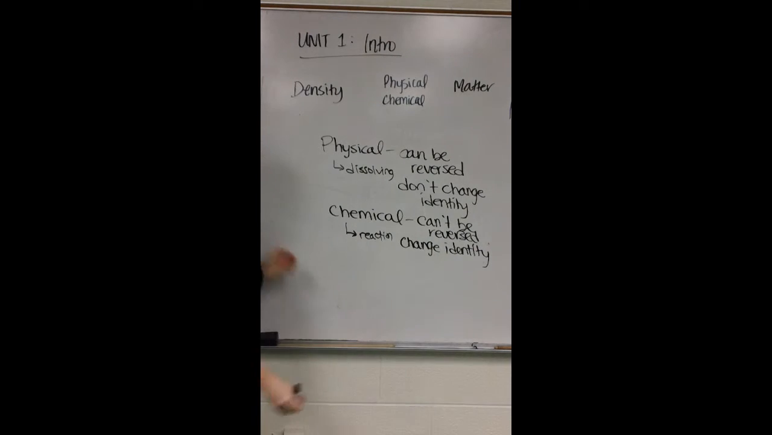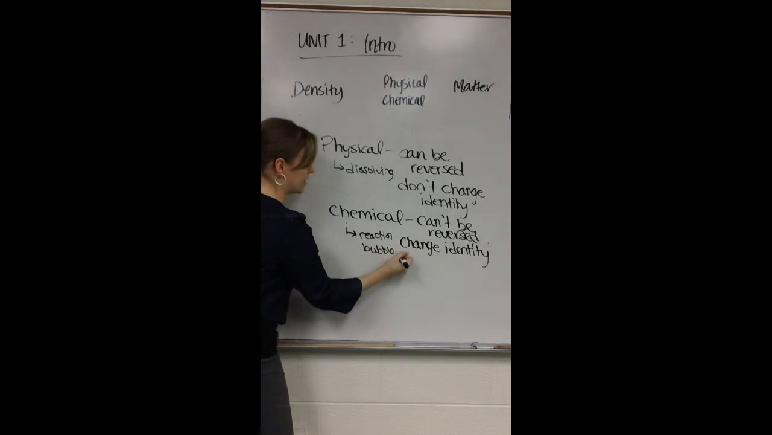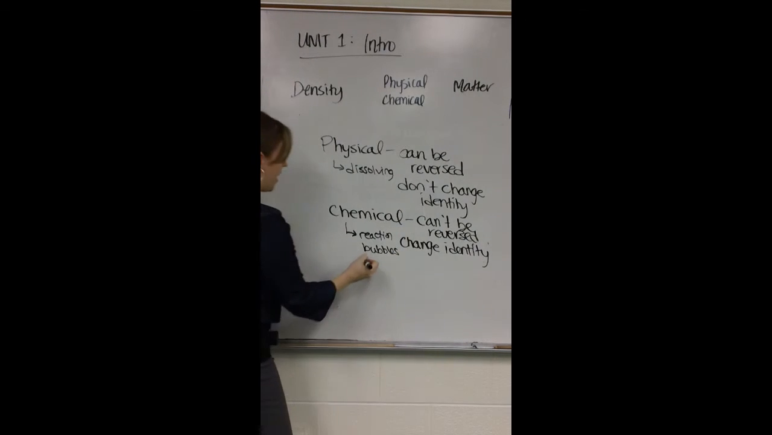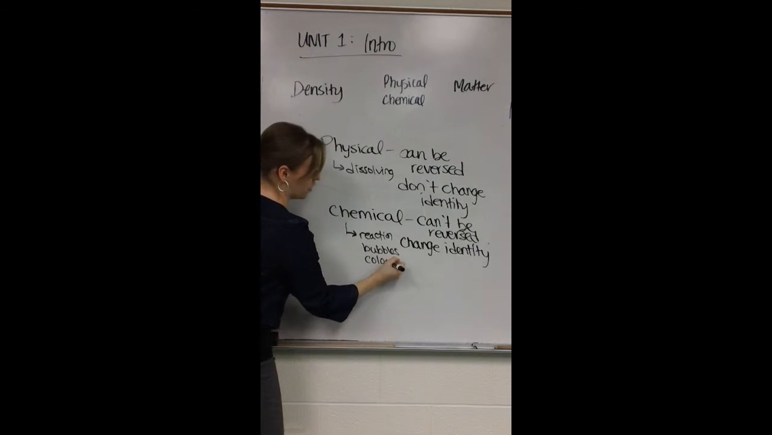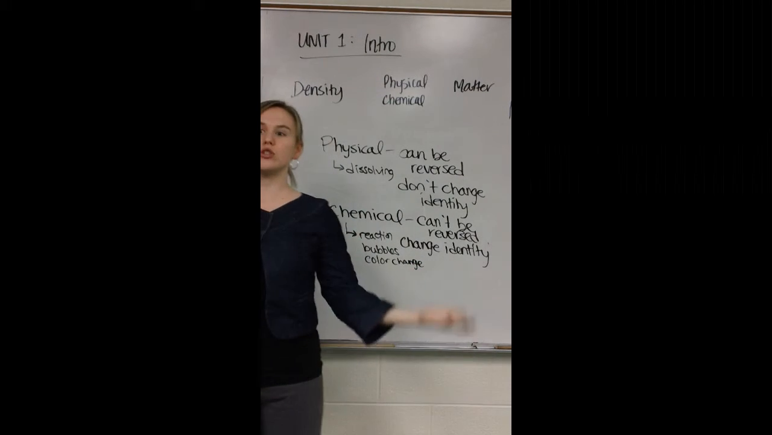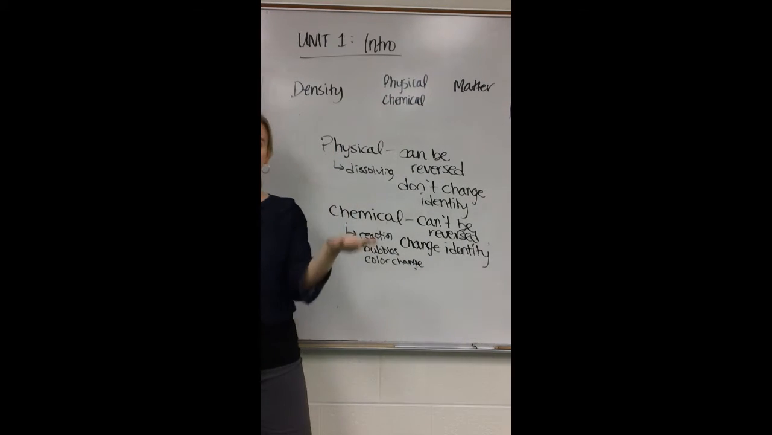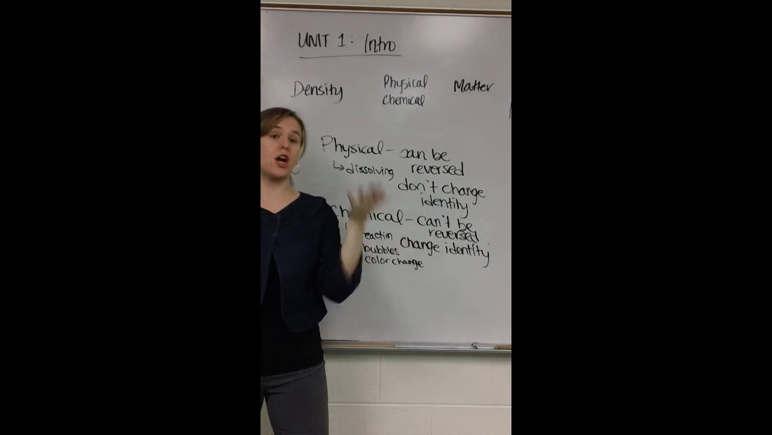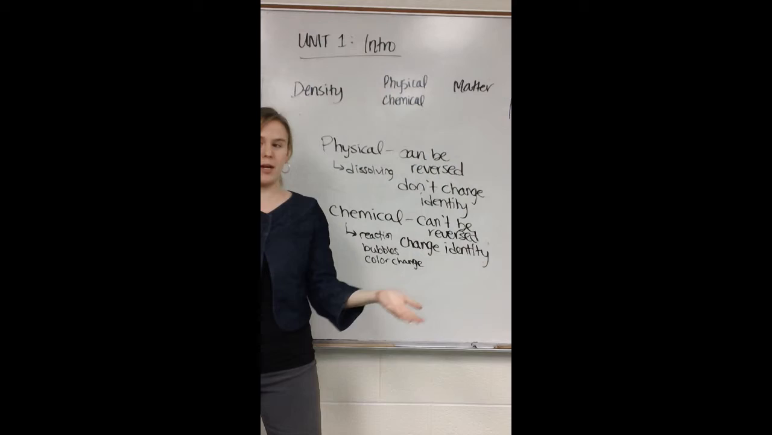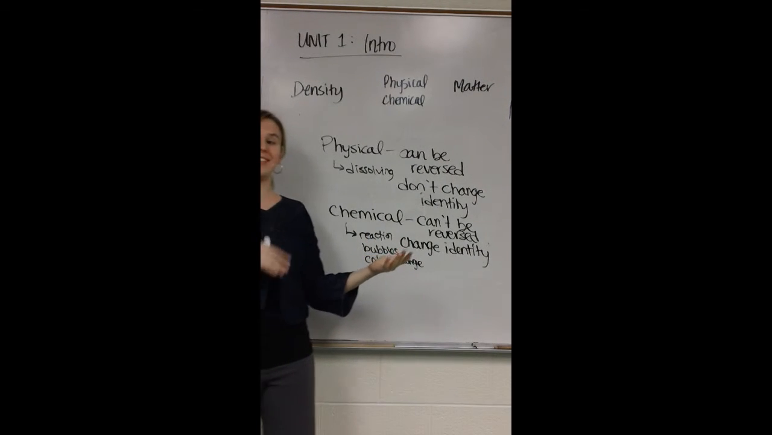Other examples of chemical changes are if you make anything with bubbles or if you release a gas and you didn't start with one. If you have an unexpected color change. So if you mix two clear liquids and make a yellow solid, that would be a chemical change. If you mix a blue liquid and a red liquid and you make a purple liquid, not a chemical change, it would just be physical because it's expected.